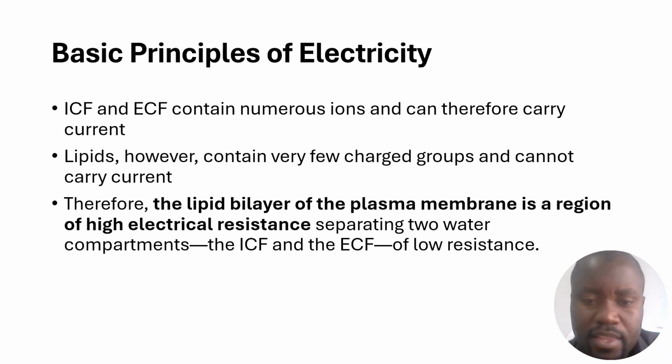Unless there's a channel that allows that flow to take place, we'll have conduction taking place. The intracellular fluid and extracellular fluid contain numerous ions or electrolytes, and these can actually carry current. When they flow, the amount of those electrolytes flowing is called the current or flux. But the lipid biomembrane is a region of high resistance because, remember, it is made up mostly of the fatty tails of the phospholipids. Therefore, the intracellular and the extracellular fluid are the areas of low resistance.